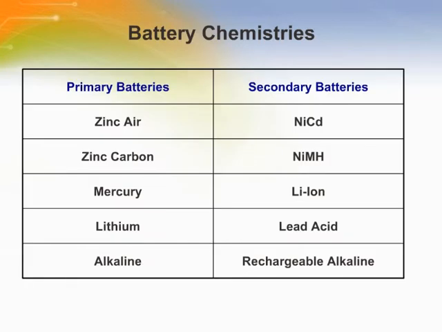There are two types of batteries: primary batteries or disposable batteries, and secondary batteries or rechargeable batteries. Modern batteries use a variety of chemicals to power their reactions. Typical primary battery chemistries include zinc-air, zinc-carbon, mercury, lithium, and alkaline. Typical chemistries used in secondary batteries include nickel-cadmium, nickel-metal hydride, lithium-ion, lead acid, and rechargeable alkaline.